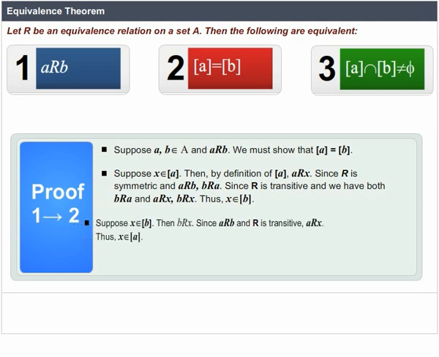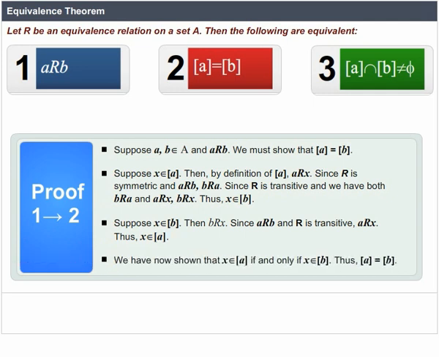Suppose x belongs to B, then B is related to x. Since A is related to B and R is transitive, A is related to x, thus x belongs to A. We have now shown that x belongs to A if and only if x belongs to B, thus A equals B. We have now seen the proof of 1 to 2.